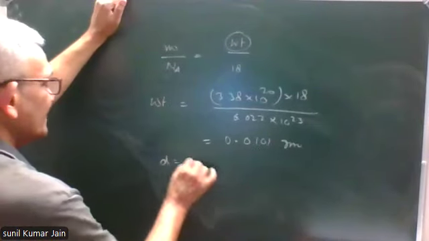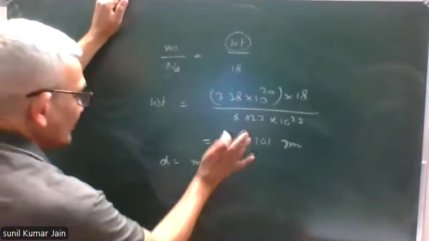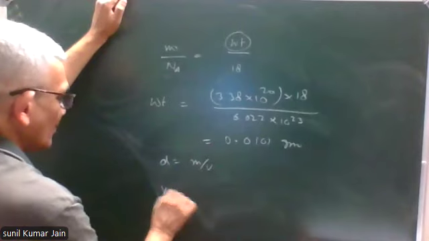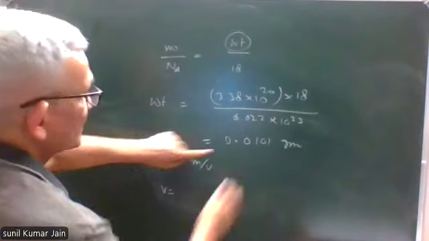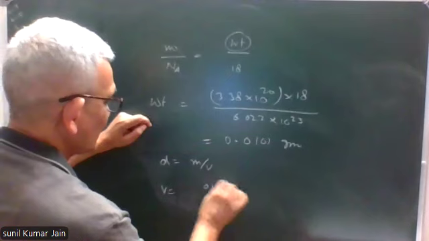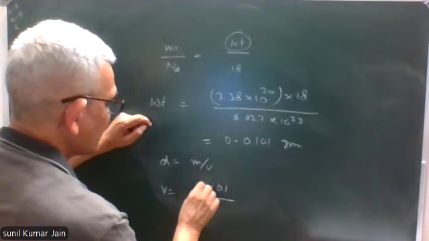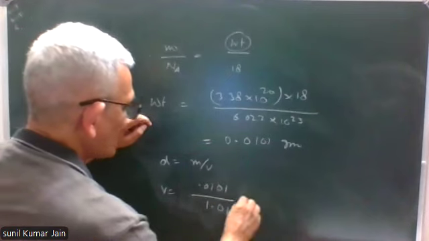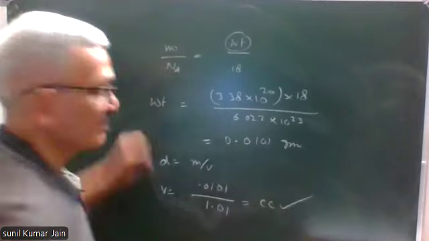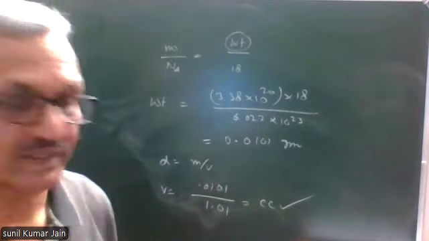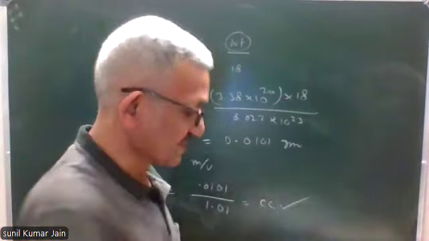So weight of given number of molecules is this much. Now density is equal to mass per volume. Volume will be mass, that is 0.0101, divided by density. Density is 1.01. So many cc will be the answer. Cc is milliliter, right? That will be the answer.